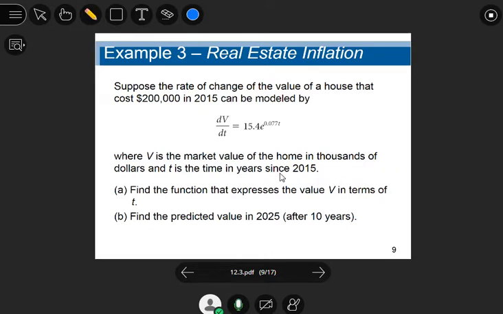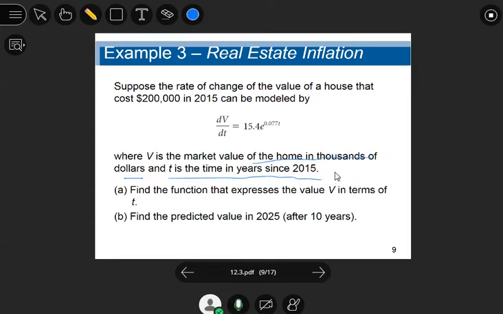Suppose the rate of change of the value of a house that cost 20,000 in 2015 can be modeled by dv over dt is equal to 15.4 times e to the power 0.077t, where v is the market value of the home in thousands of dollars and t is the time in years since 2015.